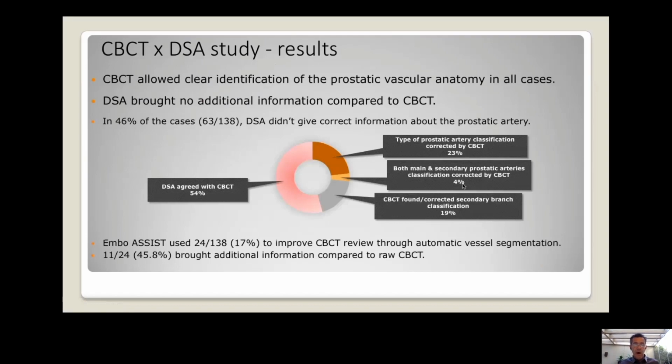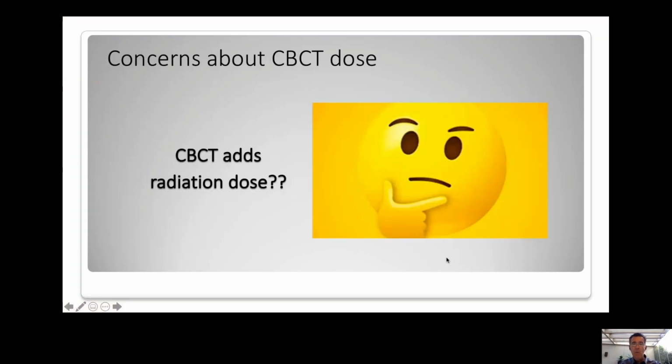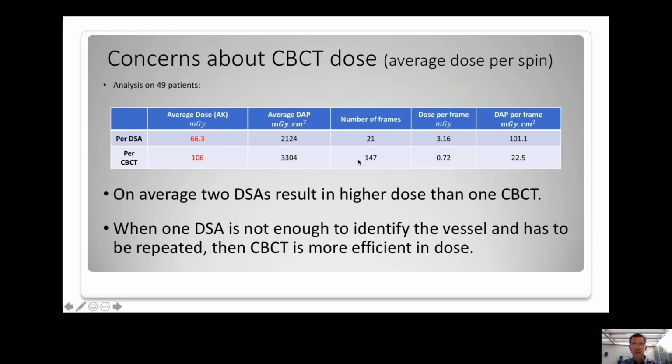So, I also can show you that Embo ASSIST was used in 17% of the cases to improve Carnevale CT review through automatic vessel segmentation, and in 46% of these patients, it brought additional information compared to raw Carnevale CT. What about our concerns when we use Carnevale CT? Are we adding a high dose of radiation?